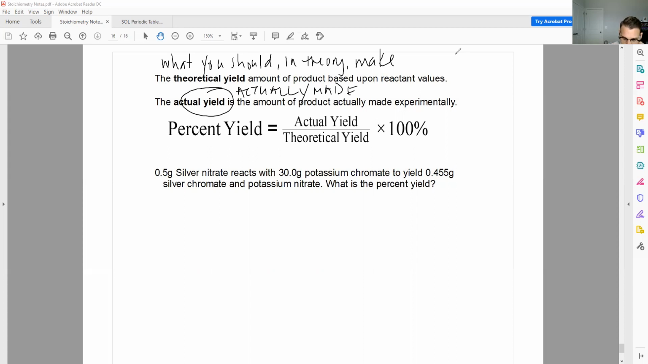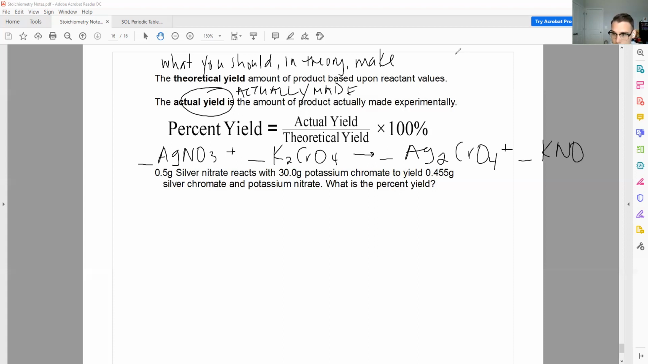So it says 0.5 gram of silver nitrate reacts with 30 grams of potassium chromate to yield 0.455 grams of silver chromate, and then potassium nitrate. What is the percent yield? Okay, first thing I need to do, you guessed it, balanced equation. Silver nitrate reacts with potassium chromate to yield silver chromate and potassium nitrate. Balance it, 2 there, 2 there. There you go.